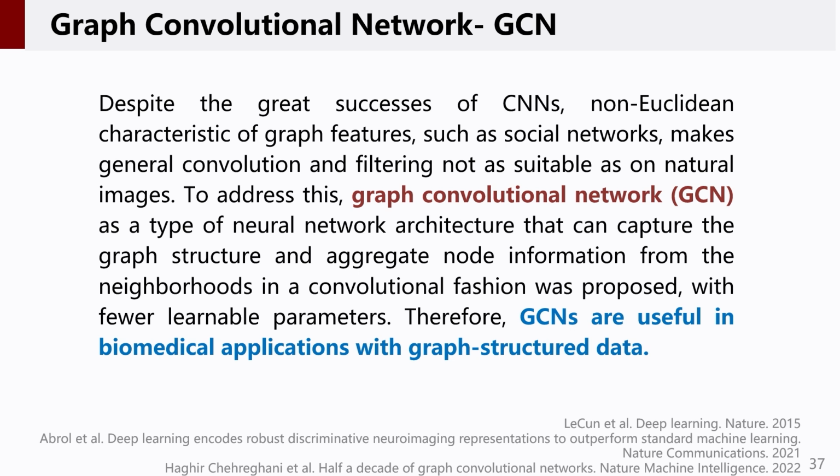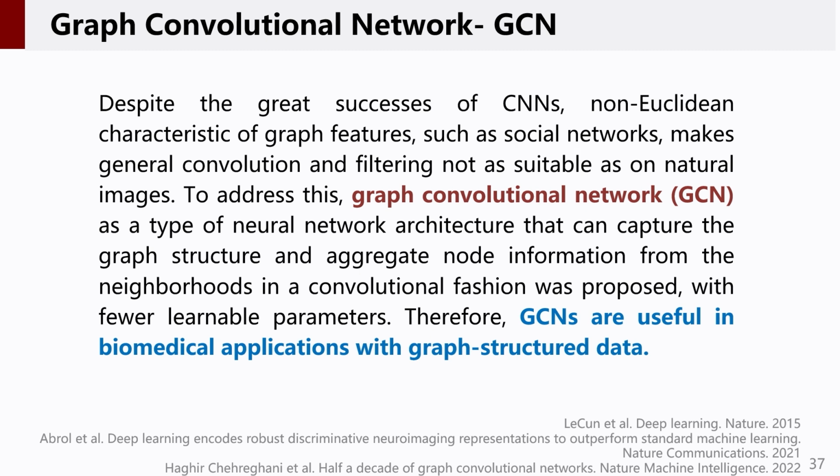You know that the non-Euclidean characteristics of graph features, such as social networks, usually make convolution and filtering not as suitable as they are for natural images. Therefore, GCN, as a type of neural network, can capture the graph structures and aggregate node information from the neighborhood. Also, GCNs are useful for biomedical applications with many graph-structured data.